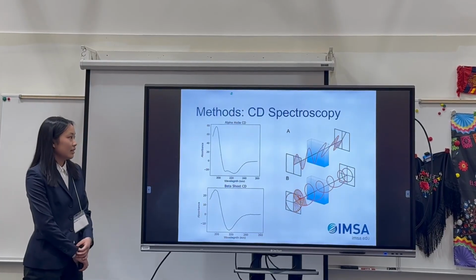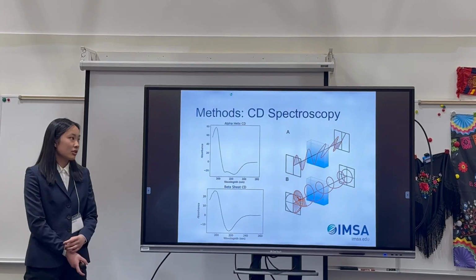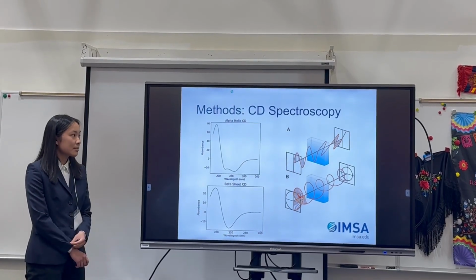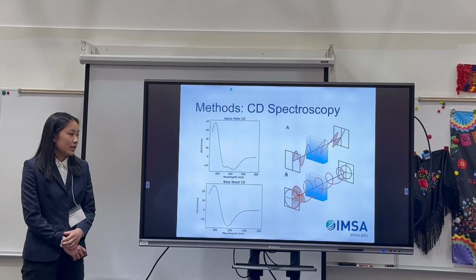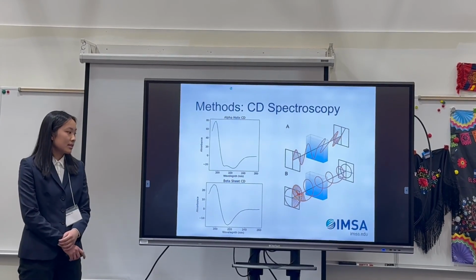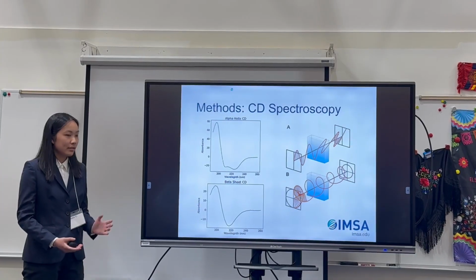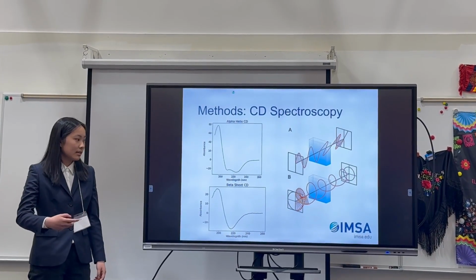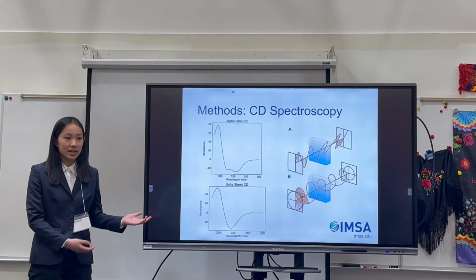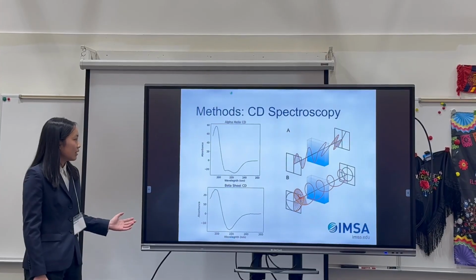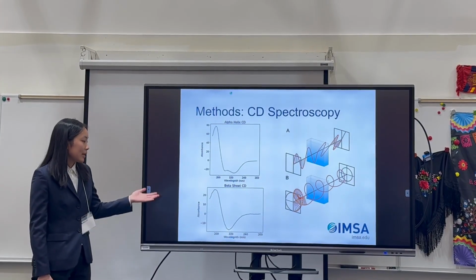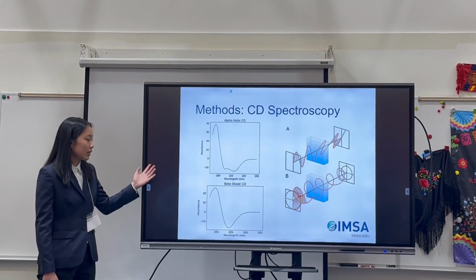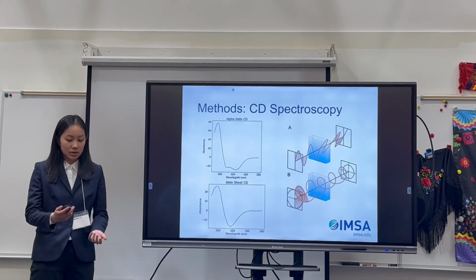Okay, and then to determine secondary structure, we used circular dichroism spectroscopy, which is very similar to UV-Vis, except instead of wavelengths between ultraviolet and visible light, we polarize light circularly and then shine that through. And depending on the absorbance again, we get spectra which correlate to different structures.